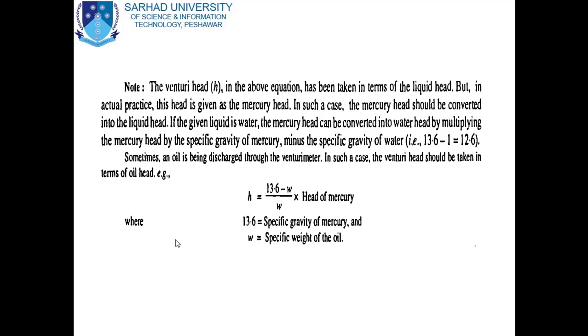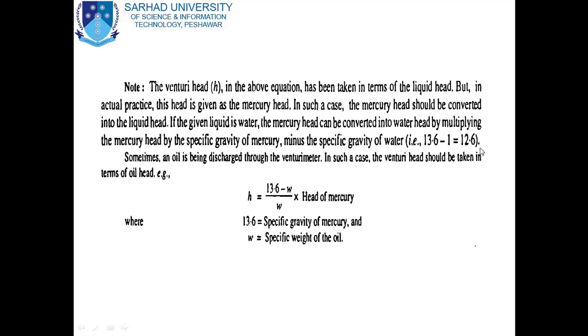Here is a small note. The Venturi head H in the above equation has been taken in terms of the liquid head, but in actual practice this head is given as the mercury head. So in such a case, the mercury head should be converted into the liquid head. If the given liquid is water, the mercury head can be converted into water head by simply multiplying the mercury head by the specific gravity of mercury minus the specific gravity of water, that is 13.6 minus 1, equal to 12.6.